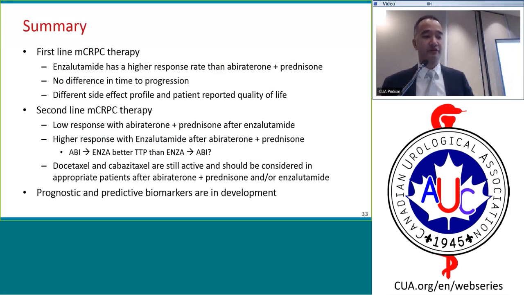So just to summarize, for first-line CRPC therapy, enzalutamide has a higher response rate than abiraterone and prednisone. There's no difference in time to progression, and there are different side effect profiles and patient-reported quality of life between the two drugs, and therefore this adds some more information to how we can choose these therapies for our patients. Second-line CRPC therapy, there seems to be a low response with abiraterone after enzalutamide, higher response with enzalutamide after abiraterone, and maybe there is a better sequence, although it does not seem to affect overall survival. We will find out more from our study as it matures. Docetaxel and cabazitaxel are still active and should be considered in appropriate patients, and then prognostic and predictive biomarkers are really fully in development.